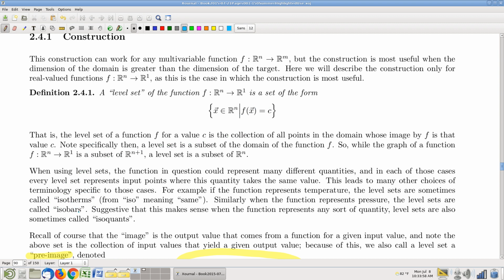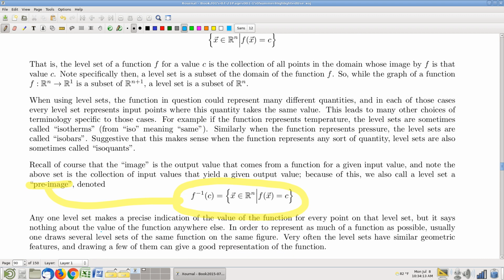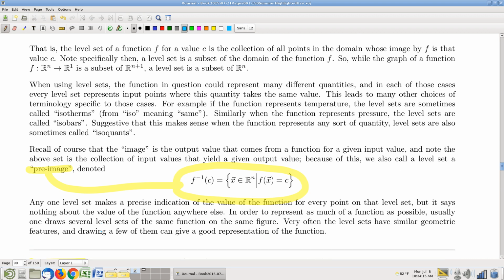If you're looking at barometric pressure, the level sets are called isobars. And if you are an economist looking at some quantity of interest, they'll call them isoquants. So just be on the watch for that kind of terminology. The next little bit of notation I want to talk about is very conveniently relevant to level sets, and it's the idea of a pre-image. So let me talk through what a pre-image is.